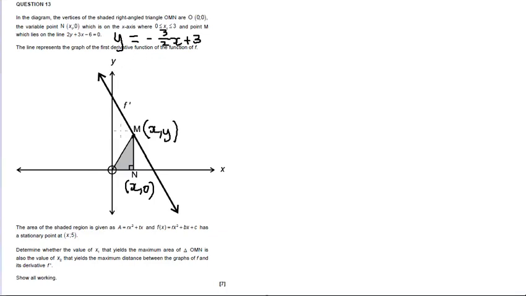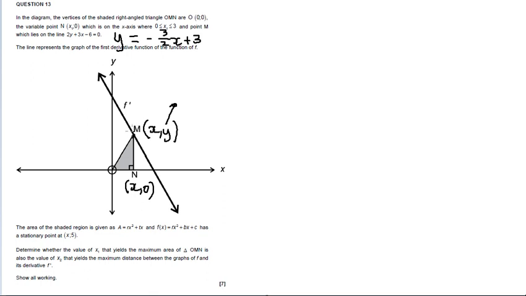13. So we have a right angled triangle whose coordinates are O, which is the origin, point N, which has the x value of x and a y value of 0, and point M directly above N, which will have the same x coordinate of x and a y coordinate of y. The y coordinate, of course, can be obtained by getting the equation of f prime, which is given to me and which I have rewritten in y form. So y is equal to negative 3 over 2x plus 3. So that will be the y coordinate at point M.